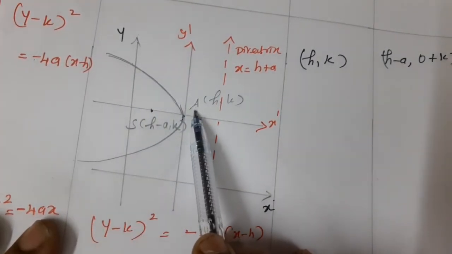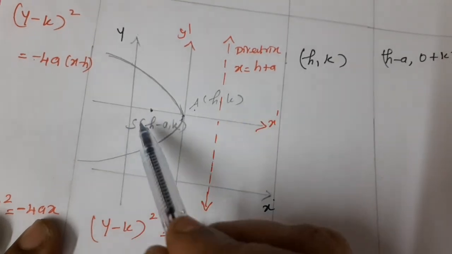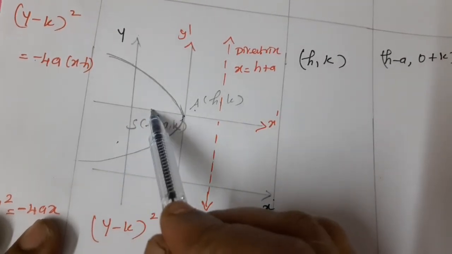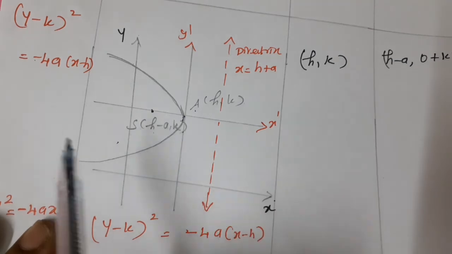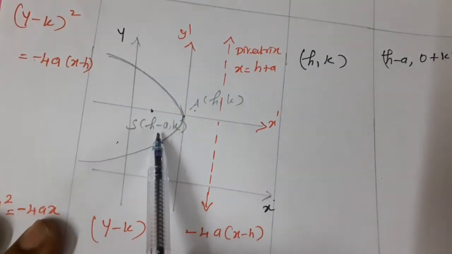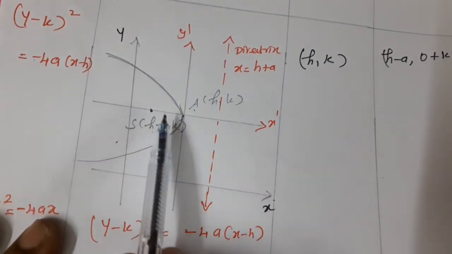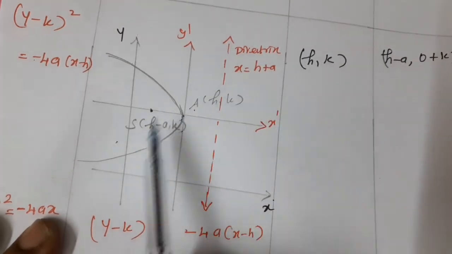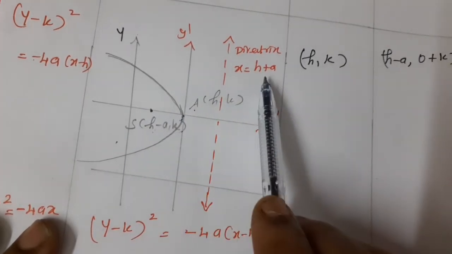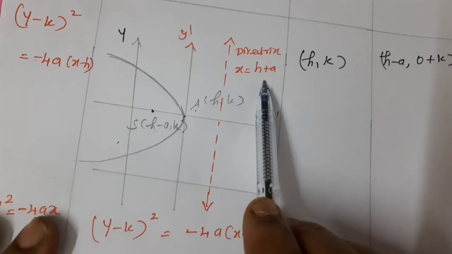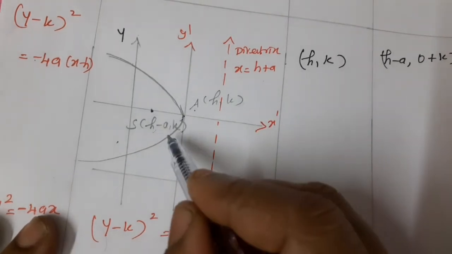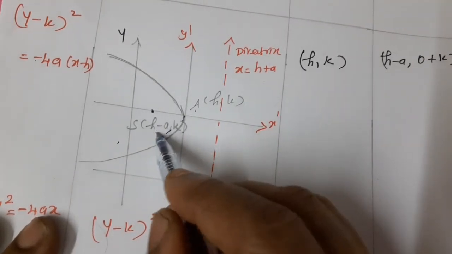This is the vertex, A = (h, k). This is the focus S, (h − a, k); for the rightward curve it was h + a, and here it is h − a. Opposite to the focus is the directrix, with the opposite sign: x = h + a. In a coordinate pair, the first is x and the second is y.